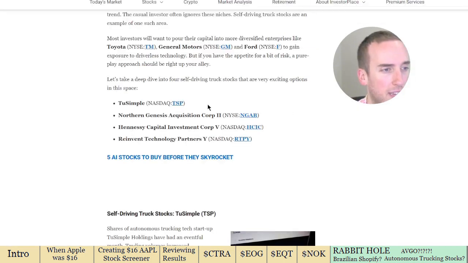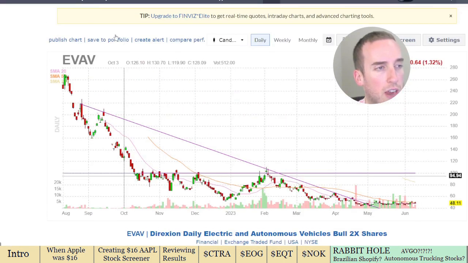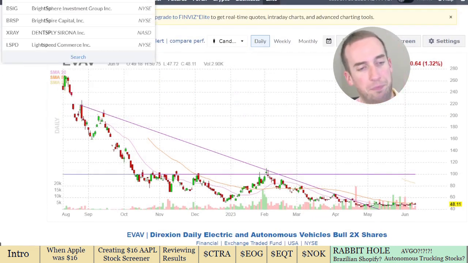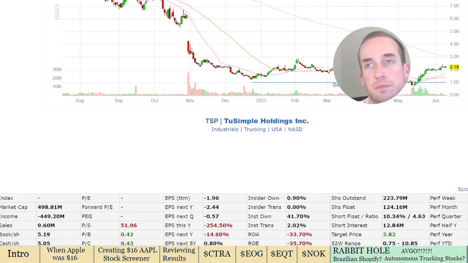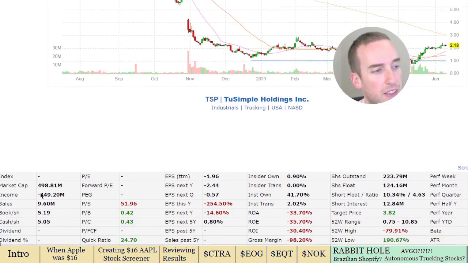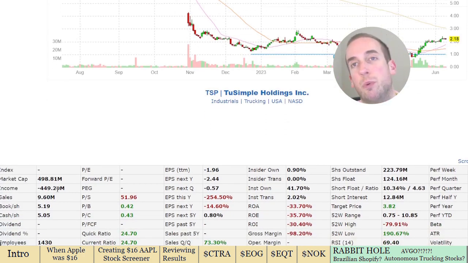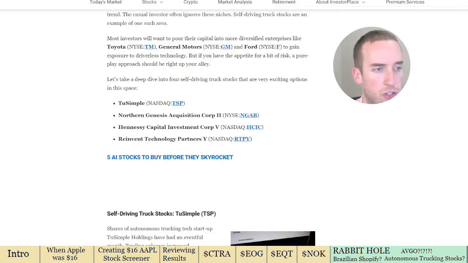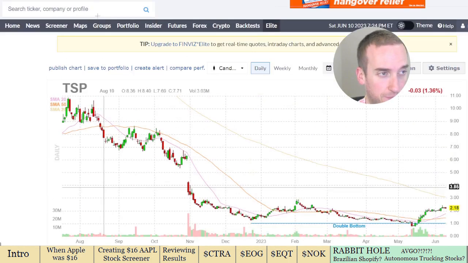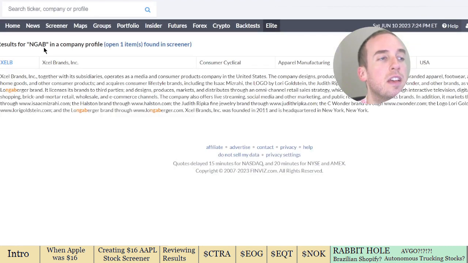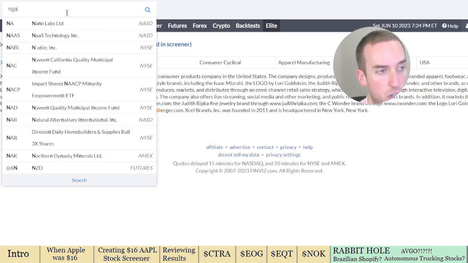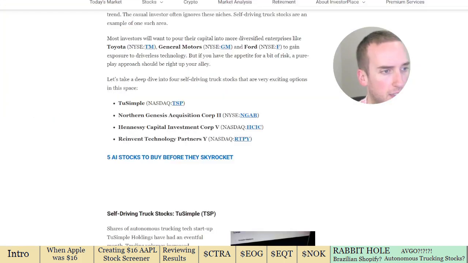We're not going down that rabbit hole, but let's just look at TSP really quick. We'll just look at these 4 stocks, and if they're penny stocks, we're moving on. Dog, this is exactly what I thought was going to happen. They make 9 million, but they're losing 449 million. Give me a break. No. Okay, next is Northern Genesis, NGAB. If this is a shell company, I swear. NGAB? Did I get that right? Yeah, so it's nothing.